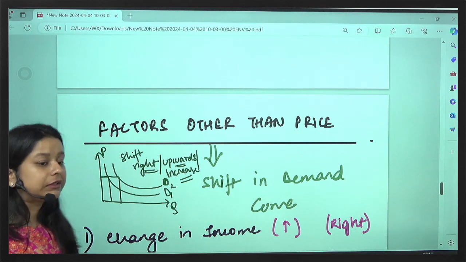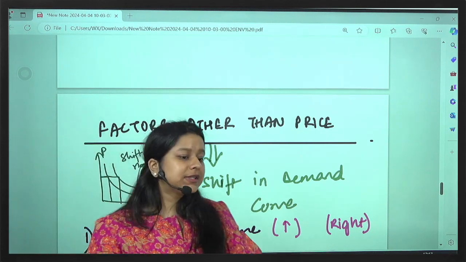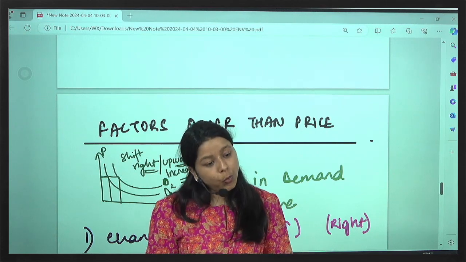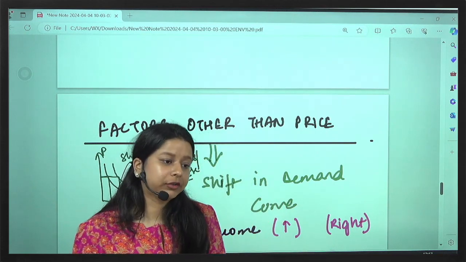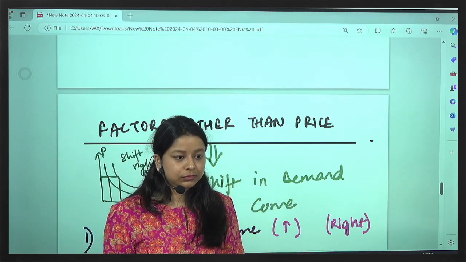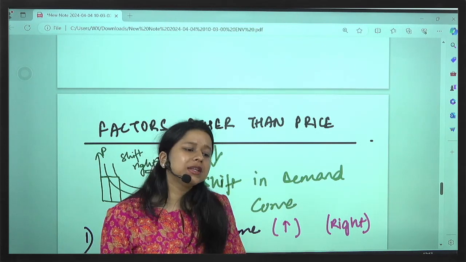Now, what are the other things which can happen? My income is the same, price is the same. What is another factor which can affect? Yeah. Increase, decrease, anything.